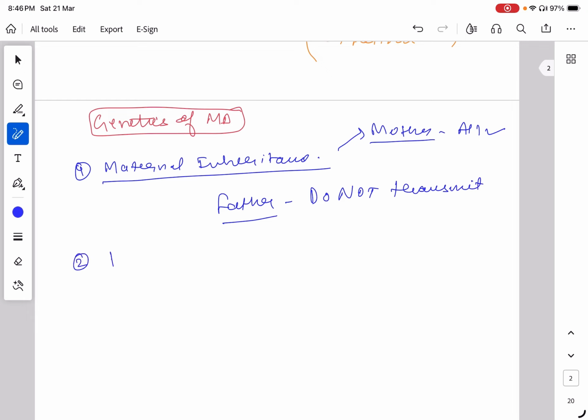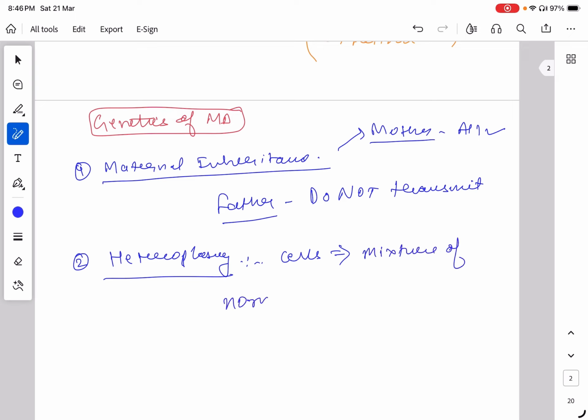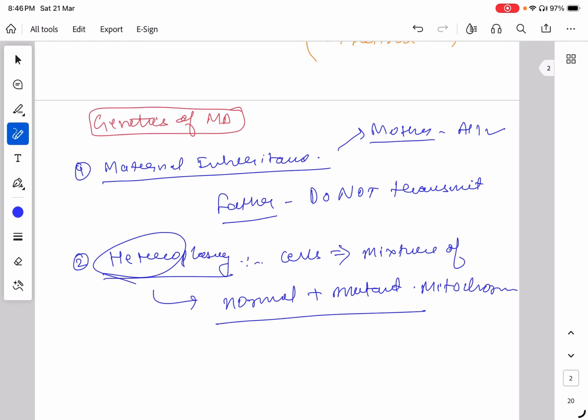Next point is heteroplasmy. Now, what is heteroplasmy? Heteroplasmy is when the cell contains a mixture of normal and mutant mitochondria. One cell has both normal mitochondria and mutant mitochondria inside it. This is known as heteroplasmy; hetero means mixture. So a mixture of normal and mutant mitochondria is a feature of mitochondrial diseases.